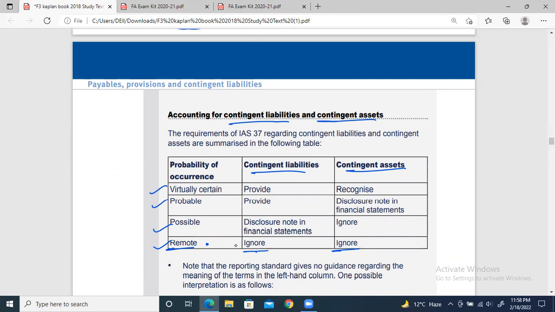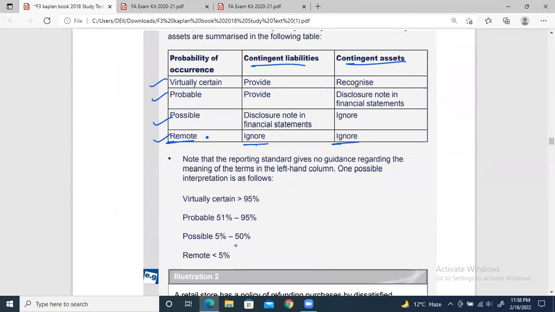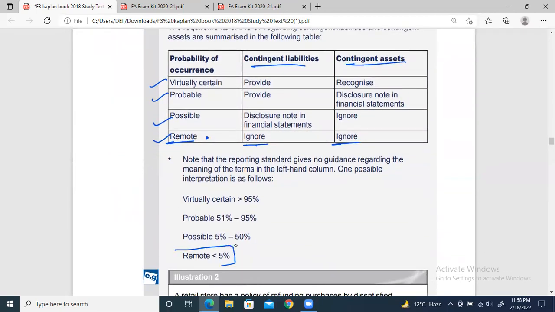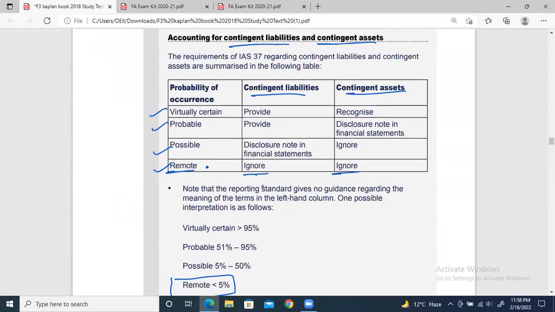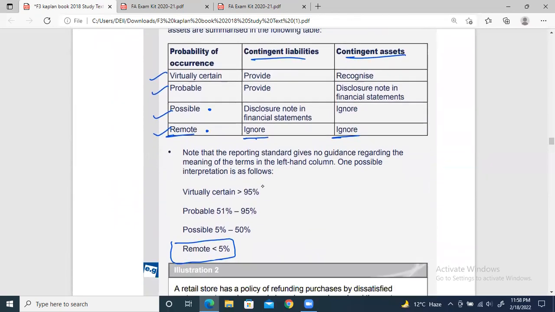The percentage of these things is written over here as well. Remote basically means any chance which is less than 5%, which is very far from actually happening. Now the next thing is possible. As you can see, the percentage is given over here. Any chance which is between 5 and 50%. So it's not the majority, it's below the majority and it is called possible.